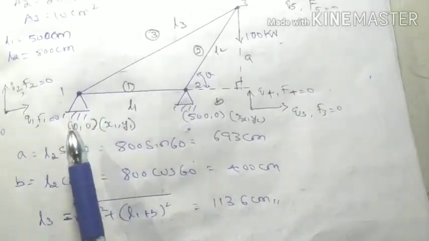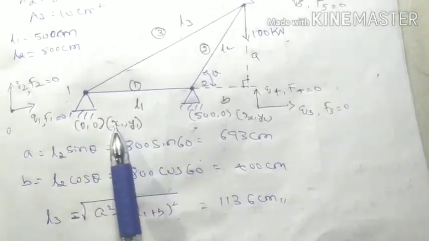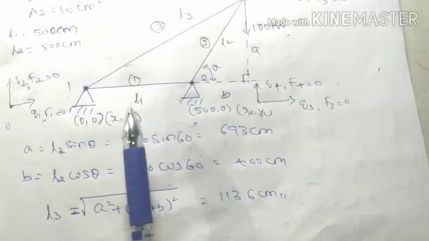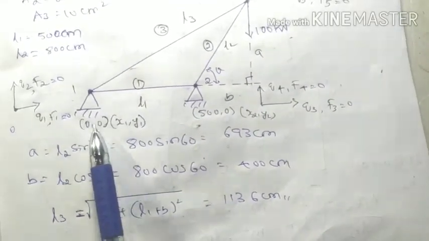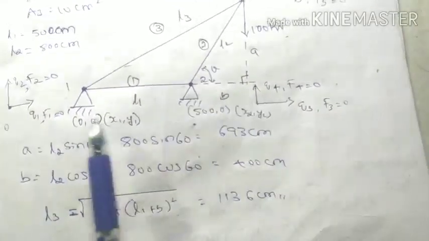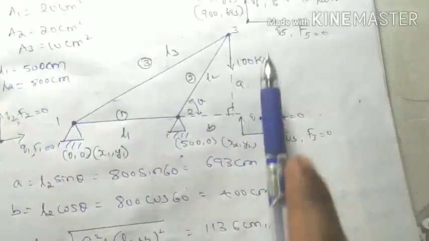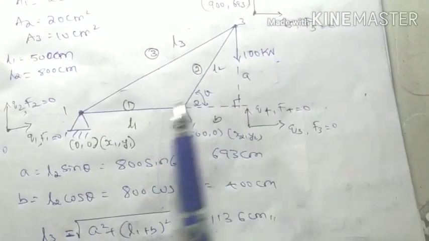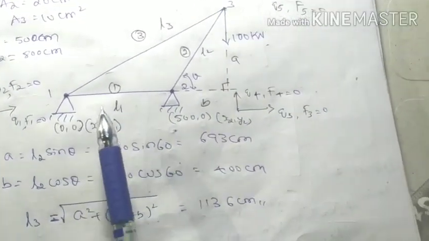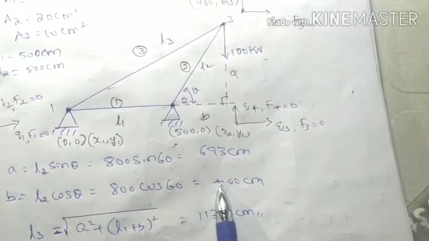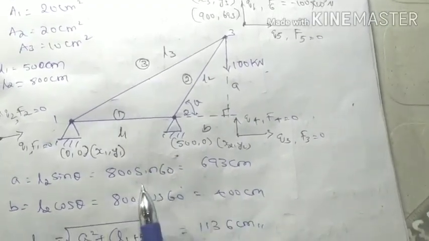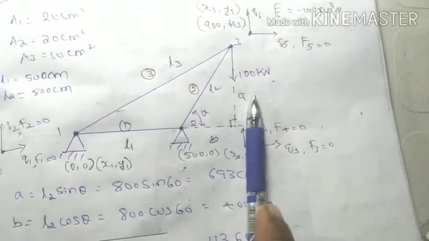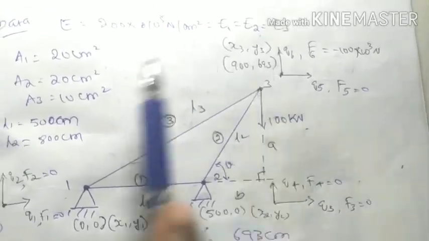Now we can calculate the coordinates. At node 1, the coordinates x1, y1 are 0 comma 0. Here, x2, y2 is 500 comma 0, and this height is x3, y3. What is x3? L1 plus B, that is 500 plus 400, which is 900, and y3 is nothing but A, which is 693. Therefore we got x3, y3 as 900 and 693.